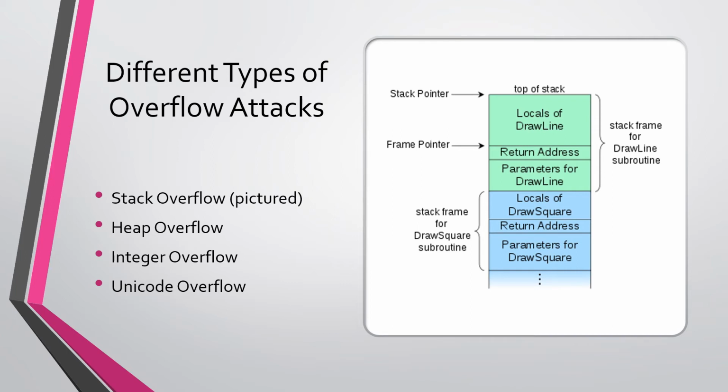The integer overflow attack is when an arithmetic operation results in an integer, a whole number, that is too large for the integer type meant to store it. This results in the buffer overflow. Finally, the Unicode overflow. A Unicode overflow creates a buffer overflow by inserting Unicode characters into an input that expects ASCII characters.